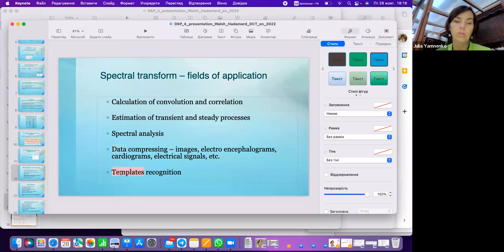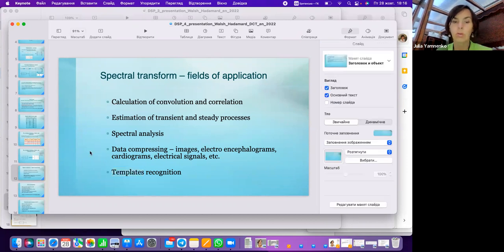And also an interesting application is template recognition, when we have to compare something with some example, with some template, and to understand how similar the signal that we would like to analyze is to the template. It's a task of diagnostics, and it could be not only medical diagnostics, but also diagnostics of the state of technical devices and so on. So these are not a full, but just an illustrating list of possible fields of application.